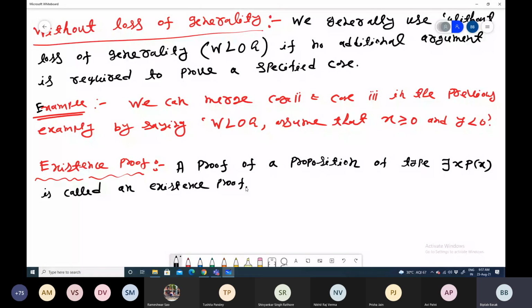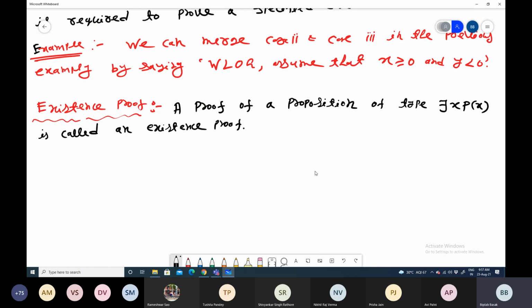Now, this existence proof has two parts. One is constructive, another one is non-constructive. You already know this, but maybe you did not notice that it has two parts.